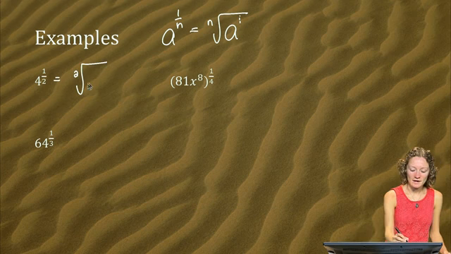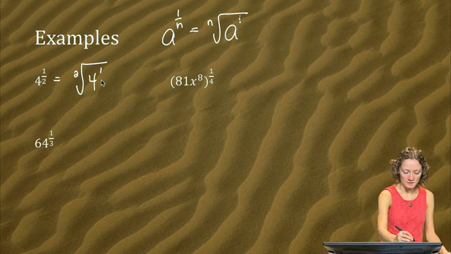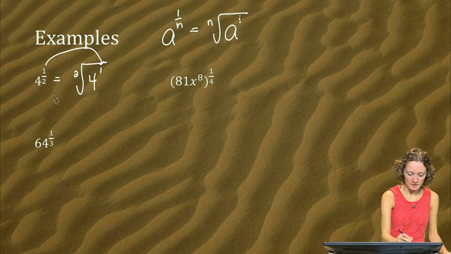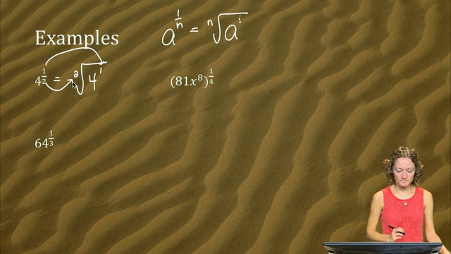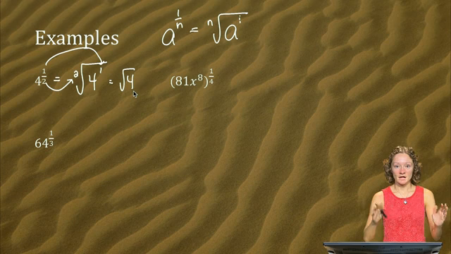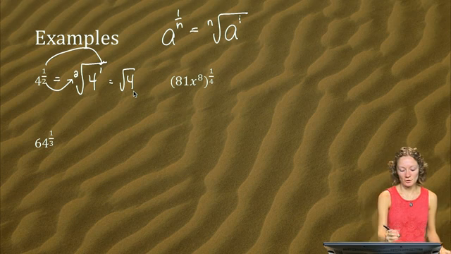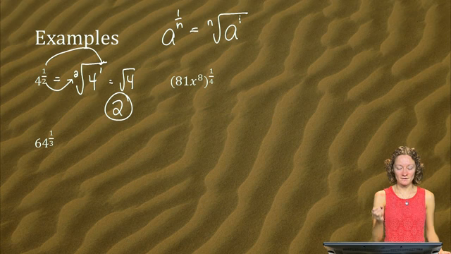And then underneath that radical is 4 to the first power. So the numerator here, denominator is the index. So really we have the square root of 4. And then you simplify as usual. Square root of 4, 2. So 4 to the 1/2 is 2.